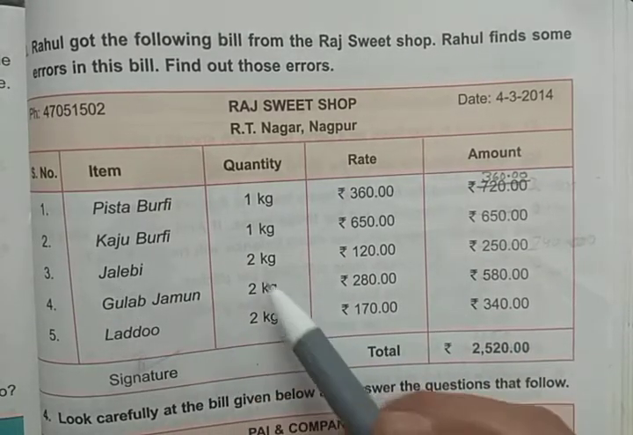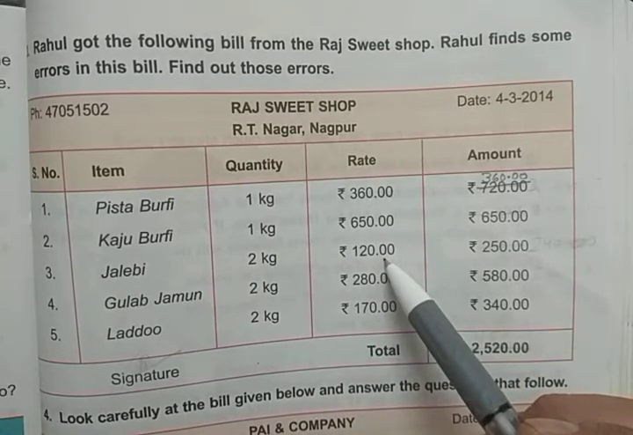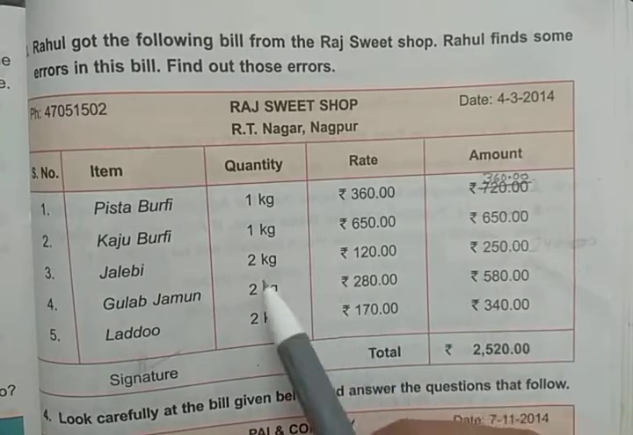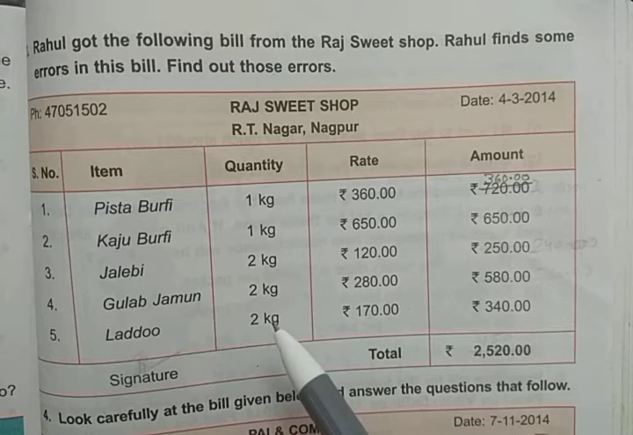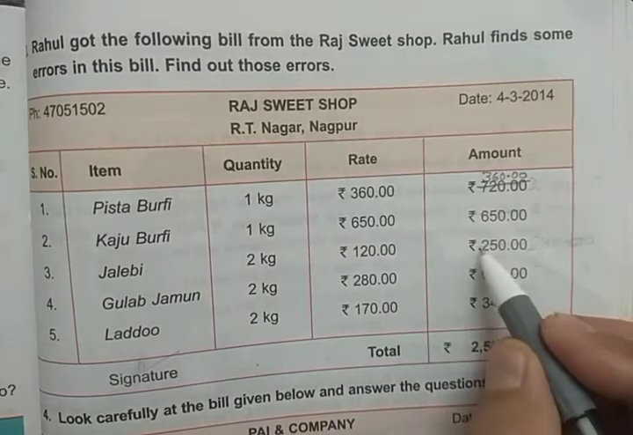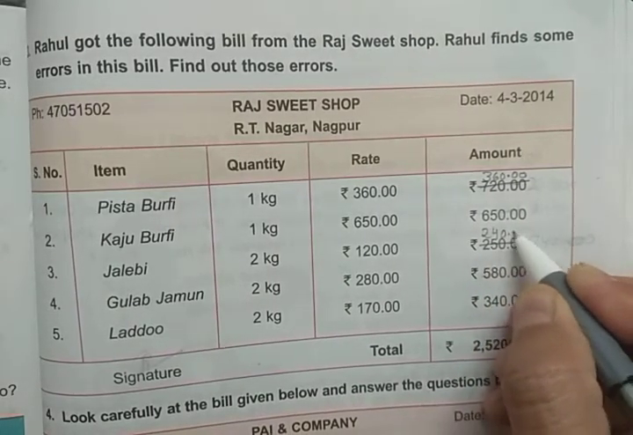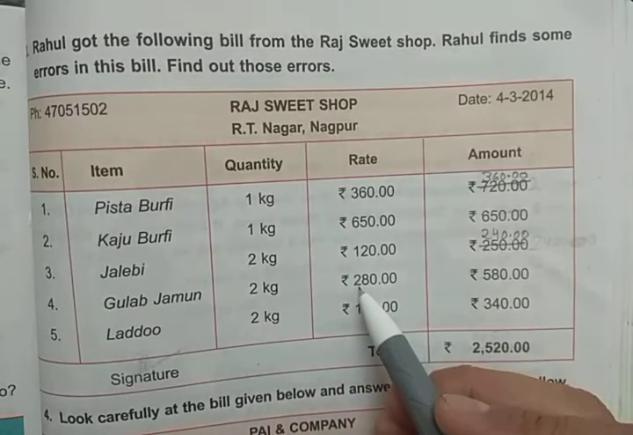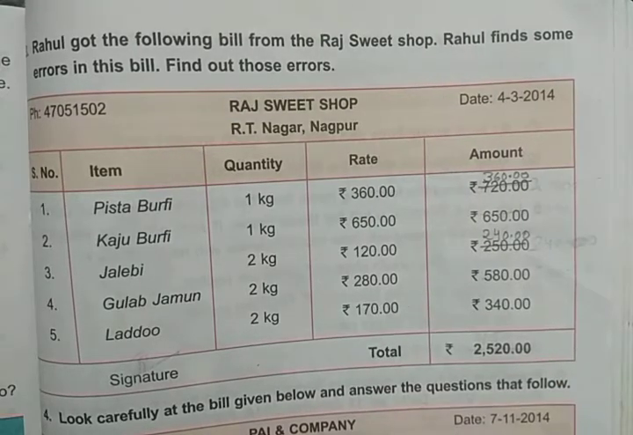Next is jalebi. 2 kg was purchased and the rate is 120 rupees. Now here amount is 250 rupees. So let us check. If we multiply 120 by 2, what will come? It will come 240 rupees, right? So that means there is a mistake. So this is again wrong. So what will come over here? 240 rupees, right? Next is gulab jamun 2 kg and the cost of 1 kg is 280 rupees.